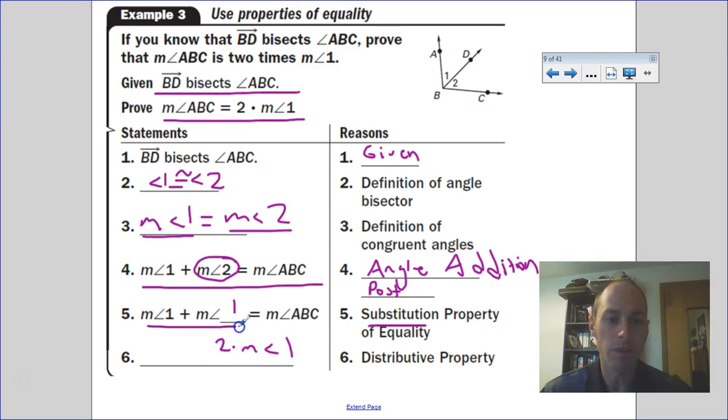And so we're just simplifying that part of the equation, and we're flipping the equation around to make it match how it looks in the final proof. And say the measure of angle ABC is equal to 2 times the measure of angle 1. And there we're just using the distributive property to simplify that down.